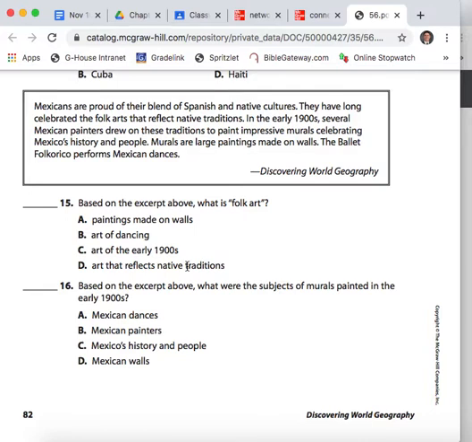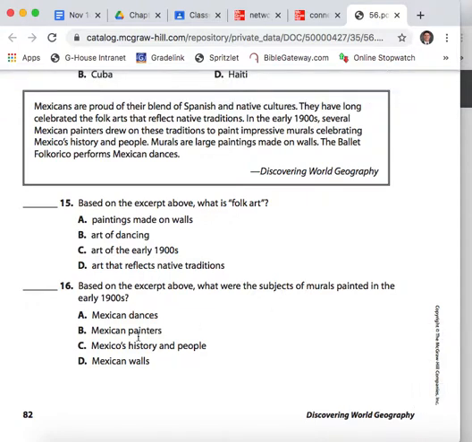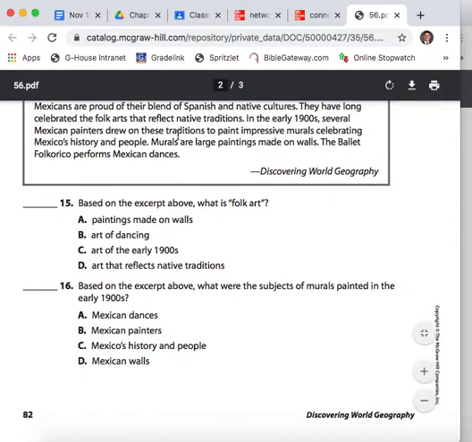16, based on the excerpt above, what were the subjects of murals painted in the 1900s? They have long celebrated the folk arts that reflect native traditions. In the early 1900s, several Mexican painters drew on these traditions to paint impressive murals. Mexican dancers, painters, history and people, Mexican walls. What were the subjects of their paintings? 16 is going to be C, it's history and people, the traditions of these people.